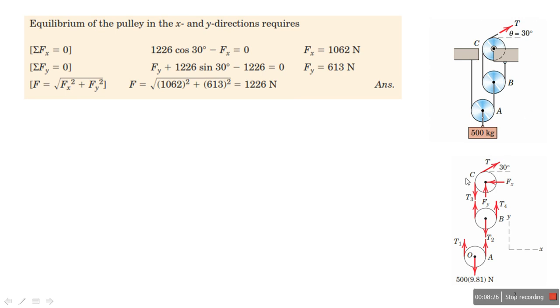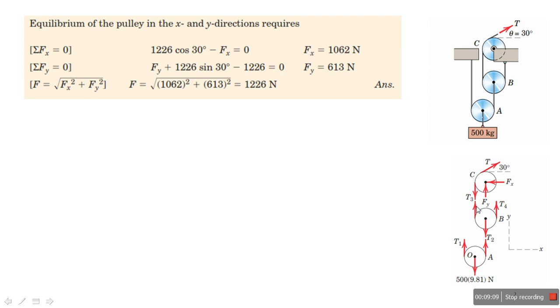Now, if we do the equilibrium here, again, I have the value of T is equal to T3. I have T3, so if I take the equilibrium for the C, I can get Fx and Fy. Now, summation of all forces in the x-axis is equal to 0. I have the value of T, it is equal to 1226 cosine theta positive. So this tension cosine theta positive, minus that, minus Fx, so I can get Fx. I have one equation, one unknown, so I can get Fx.